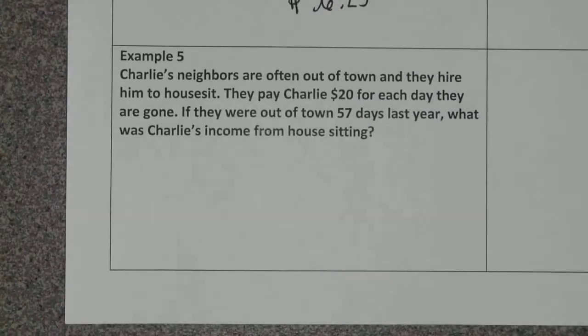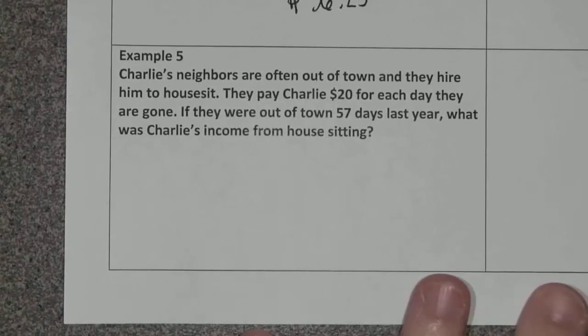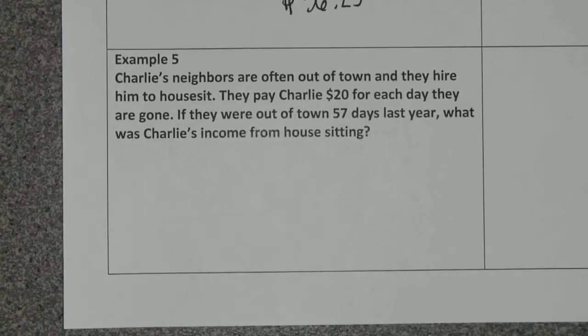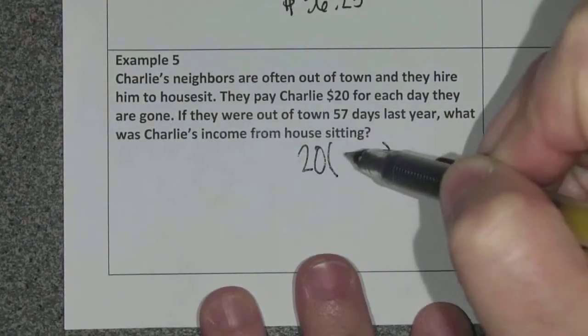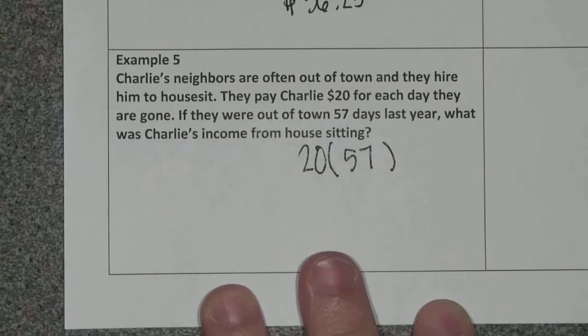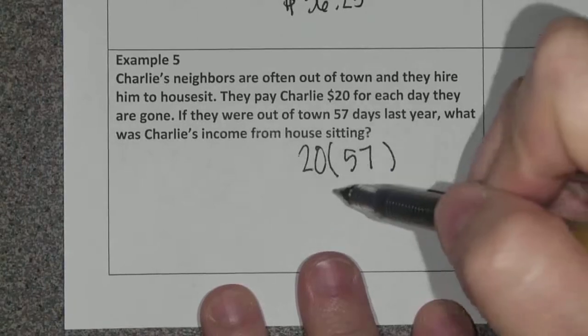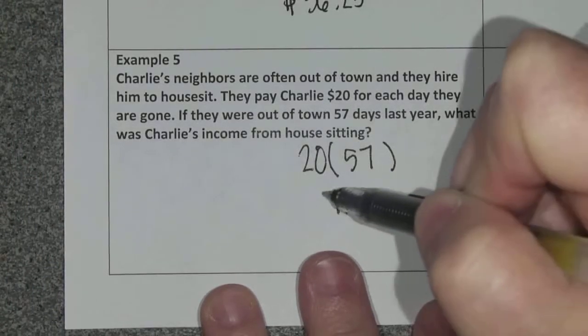No? Okay, last one. Charlie's neighbors are often out of town and they hire him to house sit. They paid Charlie $20 for each day they're gone. If they were out of town 57 days last year, what was Charlie's income from house sitting? Well, it was $20 per day times 57 days. And when you do that, you get... Thank you, that's perfect.